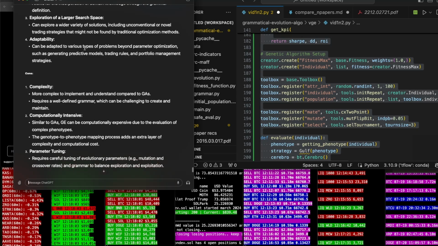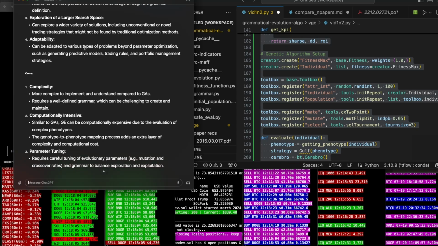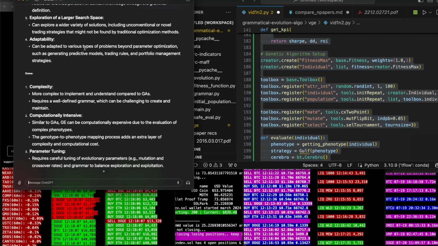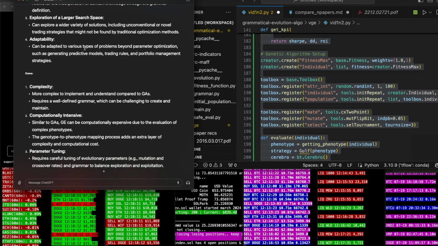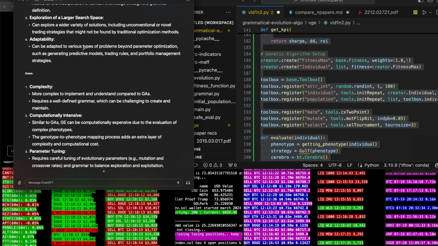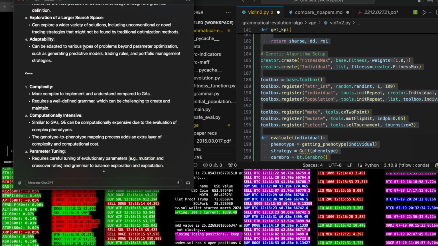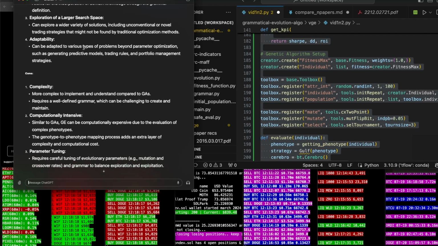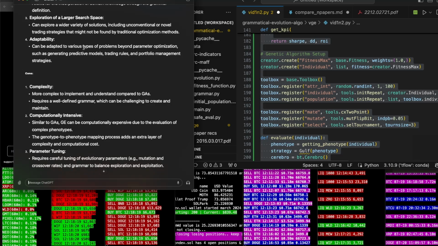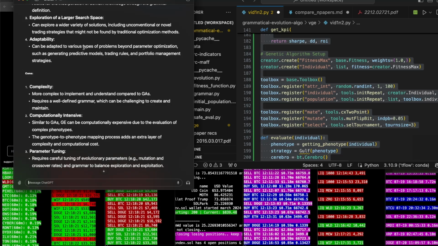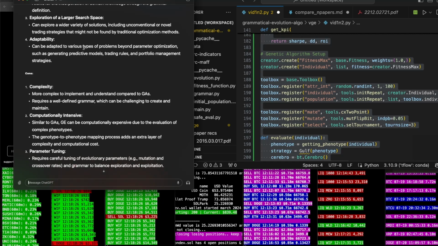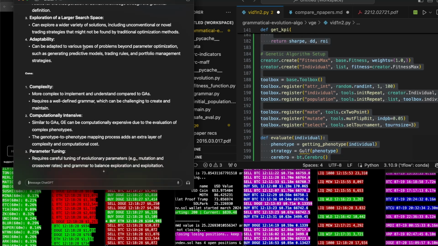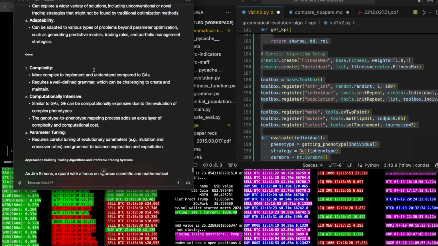Adaptability: can be adapted to various types of problems beyond parameter optimization, such as generating predictive models, trading rules, and portfolio management. Cons. More complex to implement and understand than GAs. Requires a well-defined grammar, which can be challenging to create. Computationally expensive.